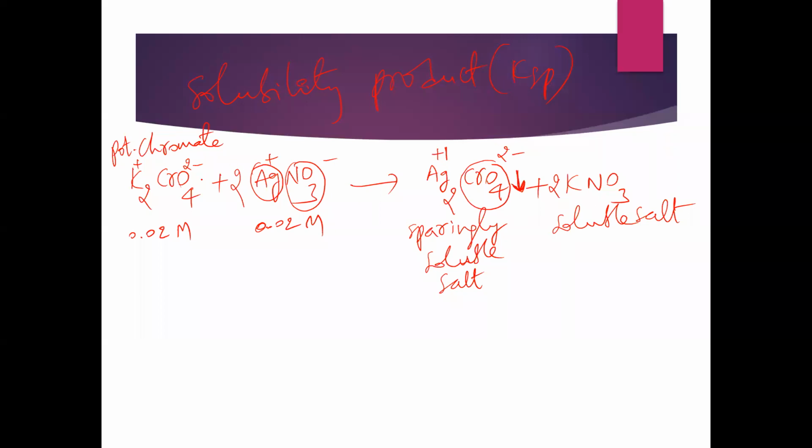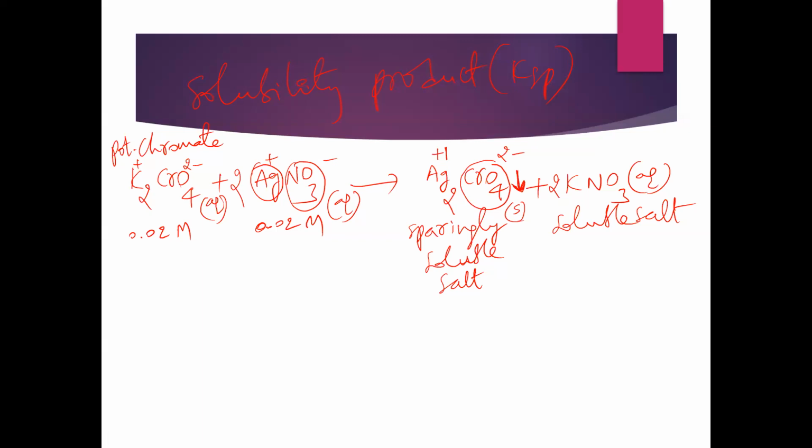So both are aqueous solutions here. KNO3 is an aqueous solution, and Ag2CrO4 is solid, since precipitate means solid. So we got Ag2CrO4 compound. Now how much Ag2CrO4 will be forming? How many ions will be present? We have to understand that first.